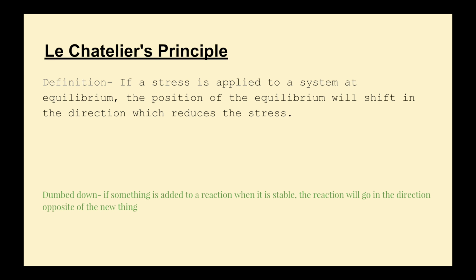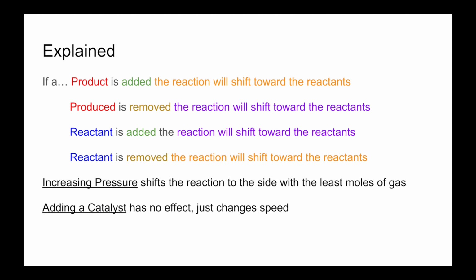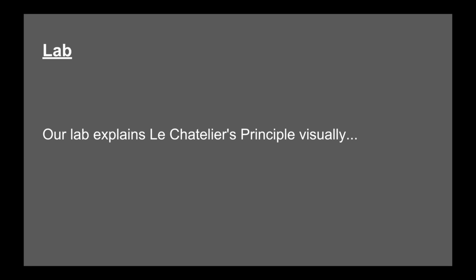Le Chatelier's principle states that if a reactant or product is added to a system, the point of equilibrium will shift. All possible outcomes can be seen here. It is important to remember that increasing pressure will shift the reaction to the side with fewer moles of gas, and adding a catalyst will not shift the reaction, just increase its speed. Our lab demonstrates this principle.